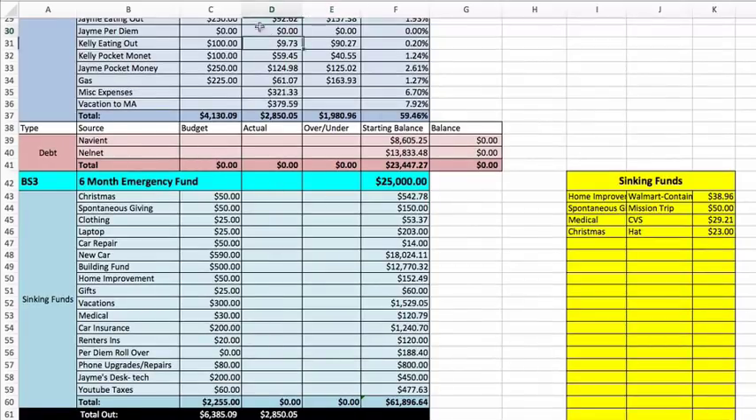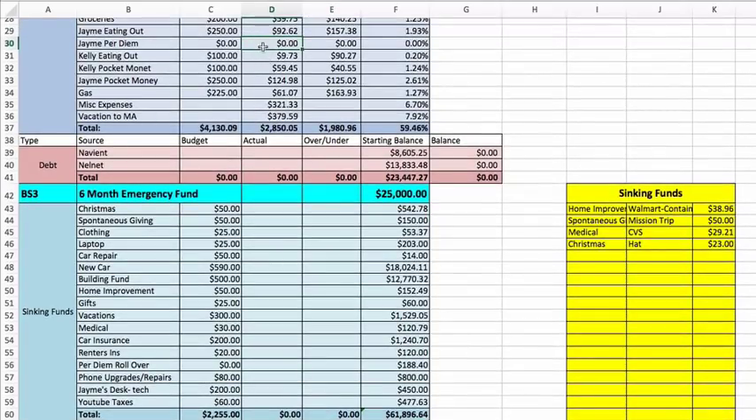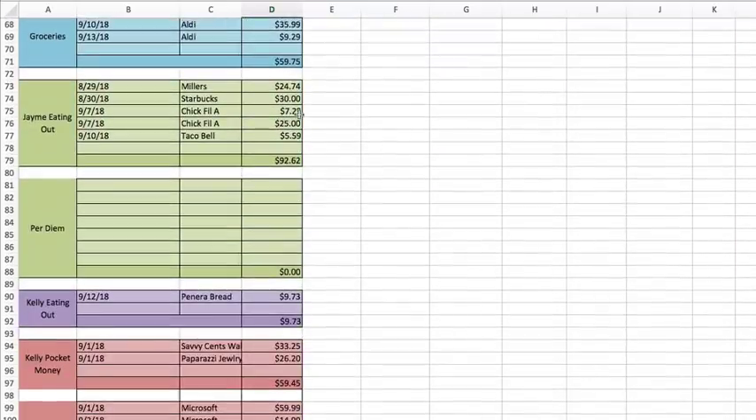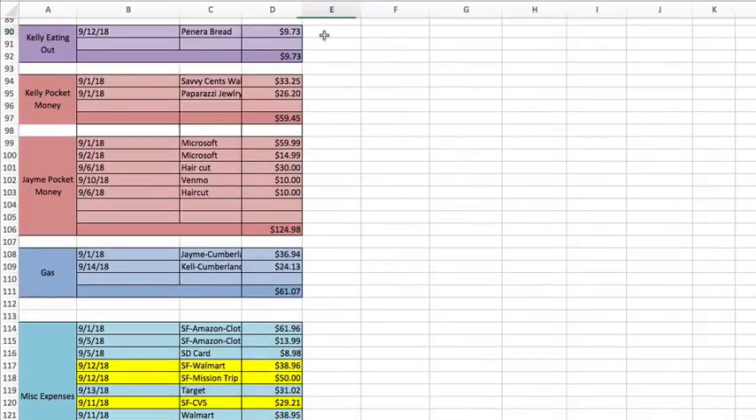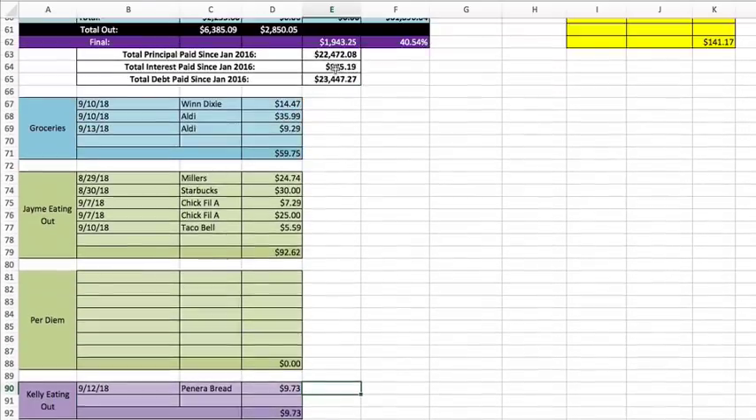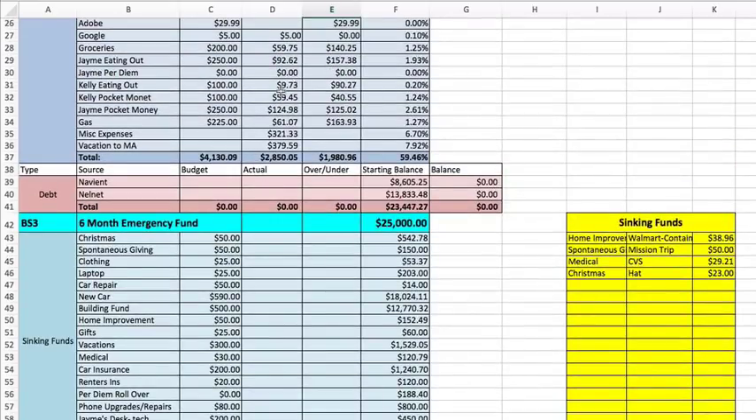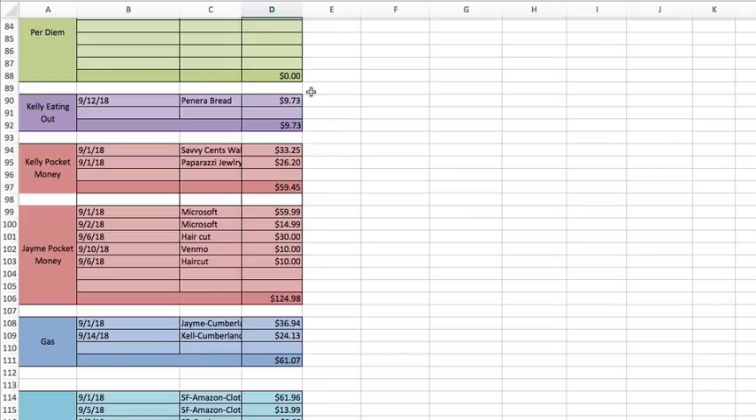Next is per diem, and per diem is zero. He hasn't spent it yet. Kelly eating out, I spent a total of $9.73, and that was Panera on the way home. I was kicked out of work because I was too sick on a day last week, so I stopped on my way home and got some soup and a sandwich. That was $9.